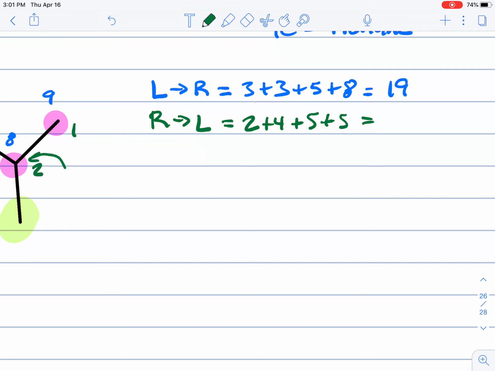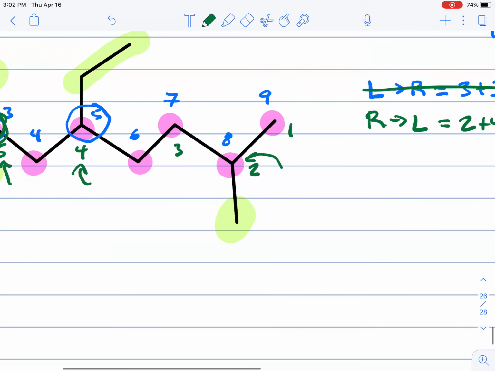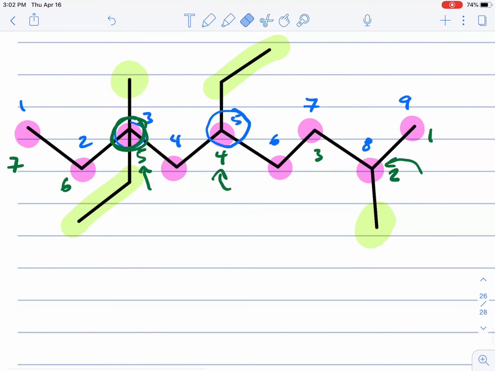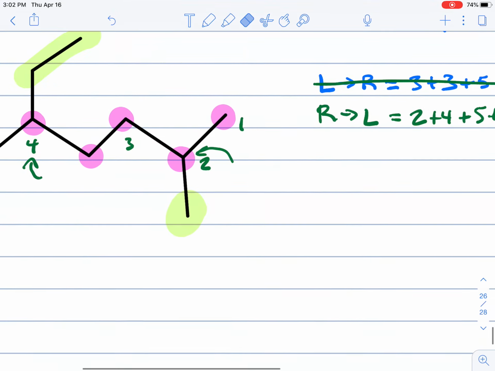Okay, so let's tally it up. This is 10, 14, 16. And it looks like we have a winner. This time, the numbering system going from right to left will provide us the least value. So therefore, in this scenario, the numbering system is going to go from right to left. Okay.